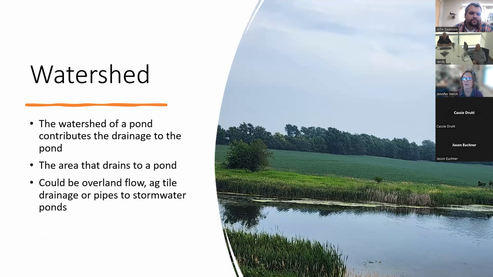And then finally, the watershed of a pond is really important because that is really what contributes the drainage to the pond. The area that drains to the pond is the area that is putting that water to fill the pond. And it could be from overland flow, like you can see in this picture coming off the hillside and crop things. Sometimes ag tile drainage comes in, or pipes that come in from urban areas. And John is going to go into the watershed information in a little bit more detail.